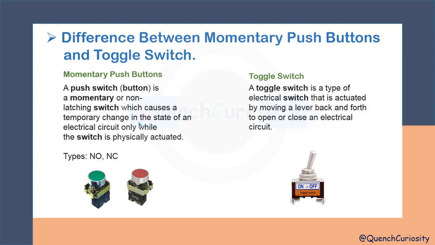Let's start with the first topic. As we can see, generally we have 2 types of switches. First one, momentary push buttons. Second one, toggle switches. These 2 switches are used widely in the industry. Apart from this, there are many other types of switches, which we will talk about in future classes. However, here our major concentration will be around momentary push buttons and toggle switches.